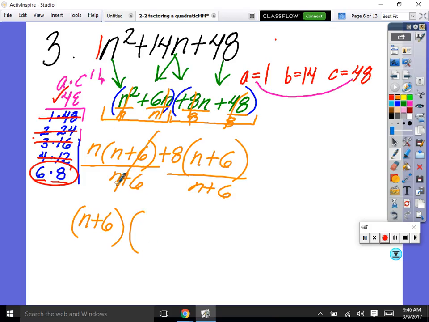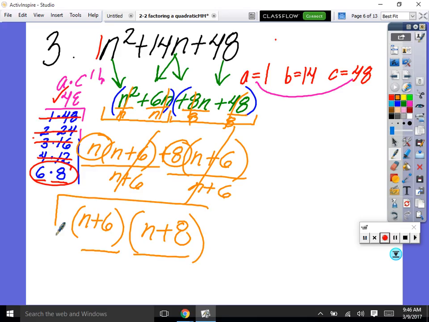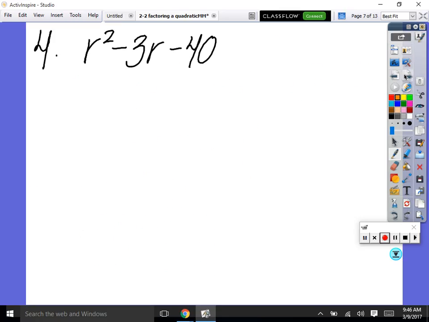So then what's left in this first term? N. What's left in this second term? 8. Plus 8. Positive 8. And now look, we're done. Linear factor, linear factor. Good. Yeah, you just have to remember the steps, but literally you can factor any quadratic now. That's what's so nice. It's like you don't have to learn anything new. The harder we get, the steps are the same.